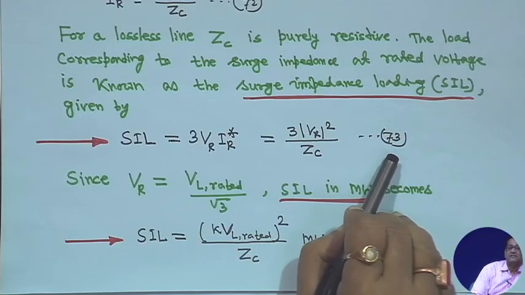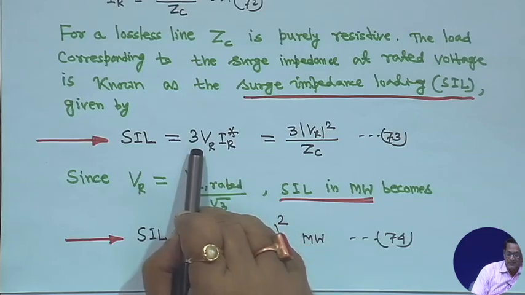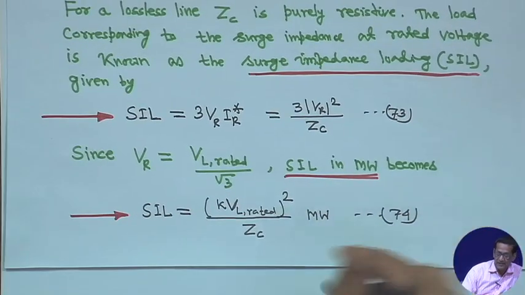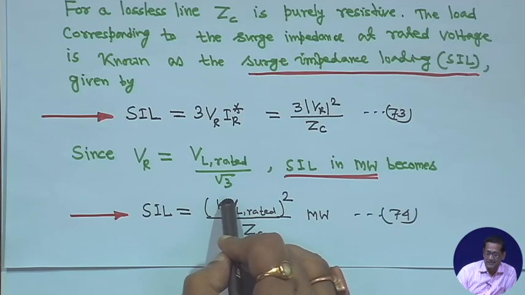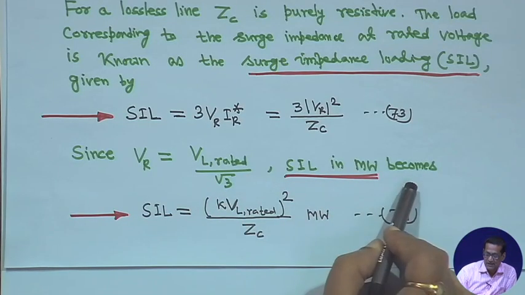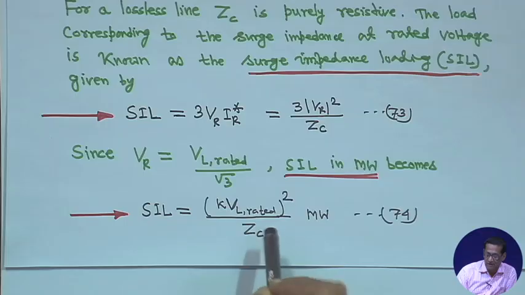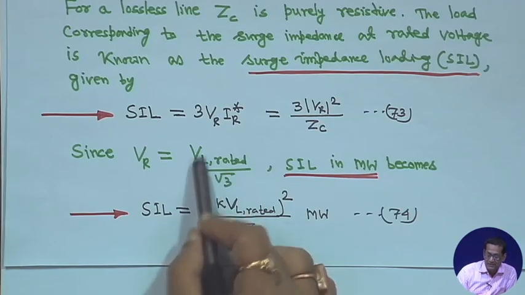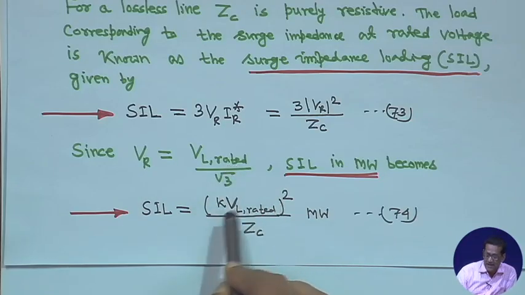This is the equation, and VR is your phase voltage, that is why this is multiplied by 3. Since VR is equal to VL rated upon root 3, that is, the line rated voltage we are taking here in general. So, SIL in megawatt becomes SIL is equal to KVL rated whole square upon ZC megawatt. Here VR is equal to VL rated upon root 3, but this rated voltage we are making kilovolt, that is why I am writing KVL rated.